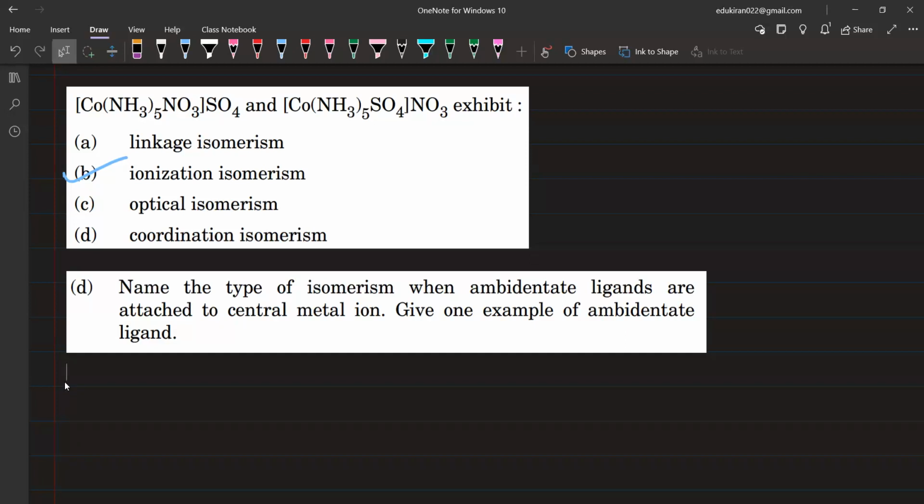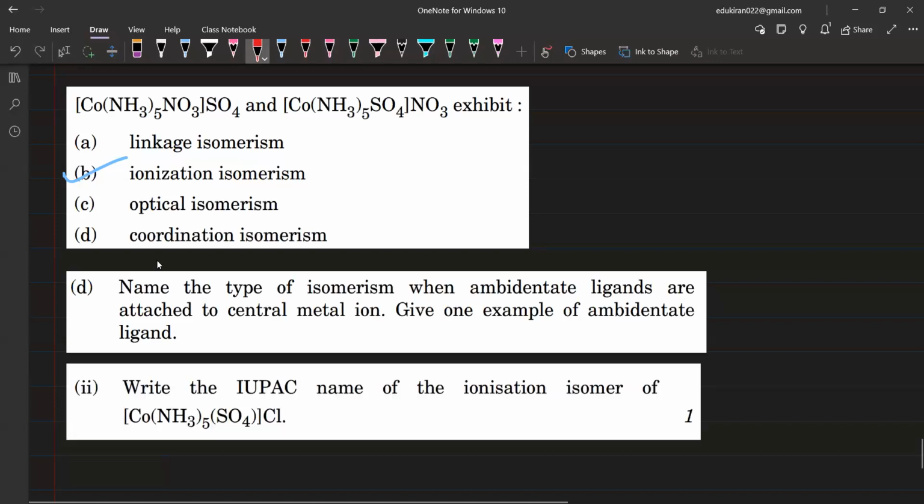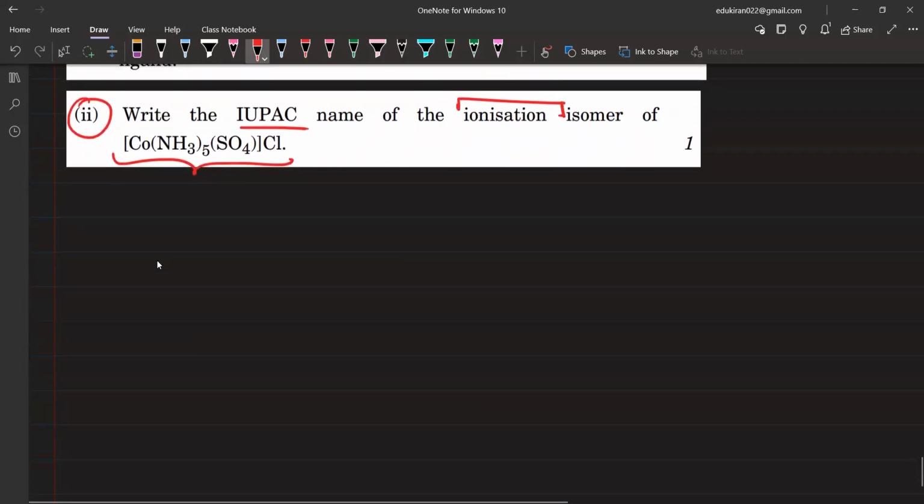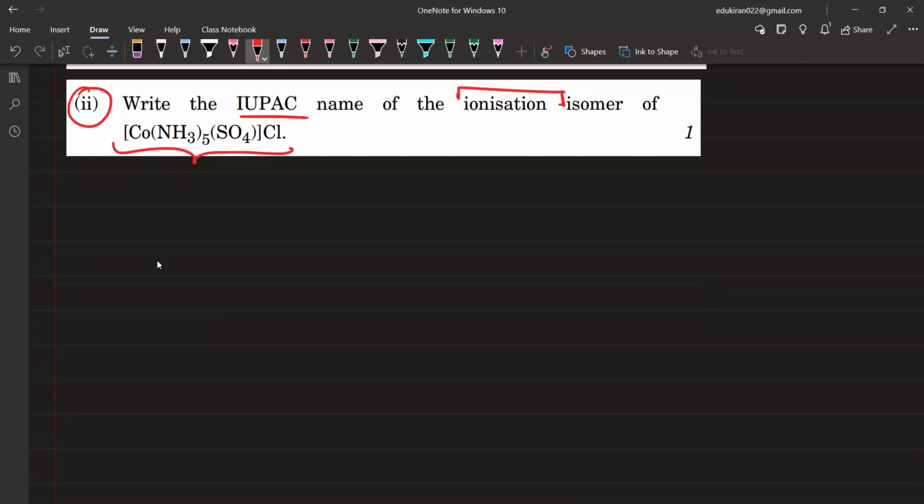ठीक है, अच्छा ये this is very important question। ये important क्यों हो जाता है, देखिए, they are asking: write the IUPAC name of the ionization isomer of [Co(NH3)5SO4]Cl. अब यहाँ पे थोड़ी difficulty आती है इस केस में। आपको क्या क्या पता होना चाहिए, you should know how to name a complex। ये आपको पता होना चाहिए कि कंपाउंड का नेमिंग कैसे होगा, है ना। If you don't know how to name the compound, then it will be very difficult.